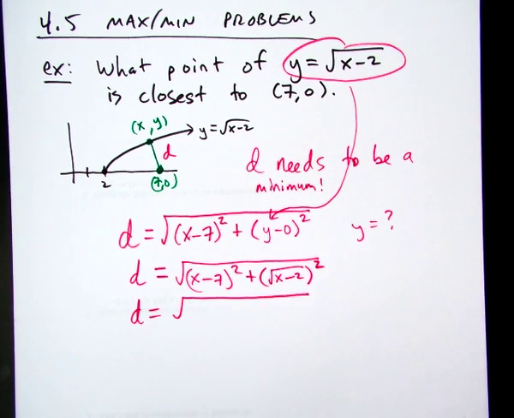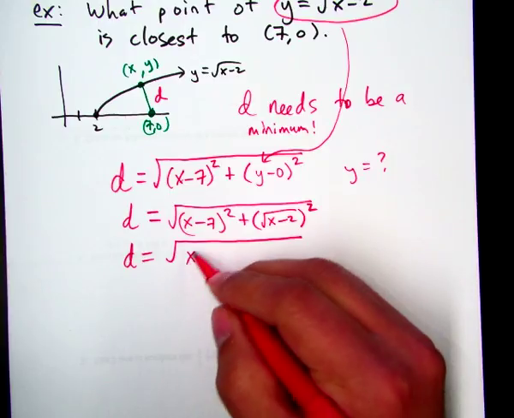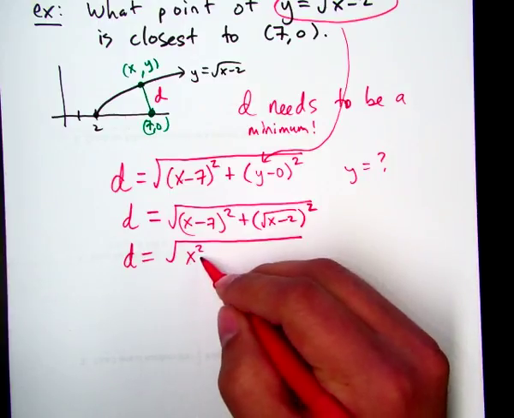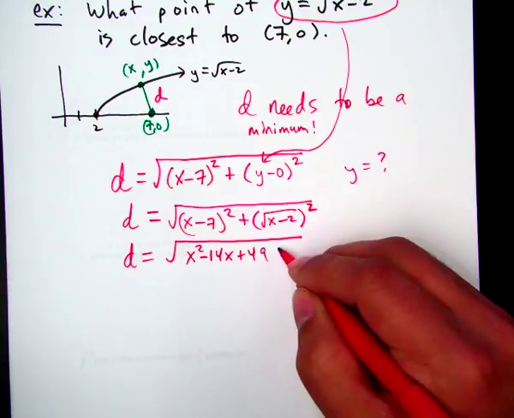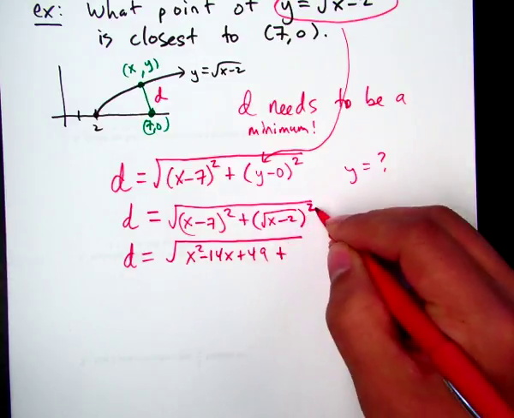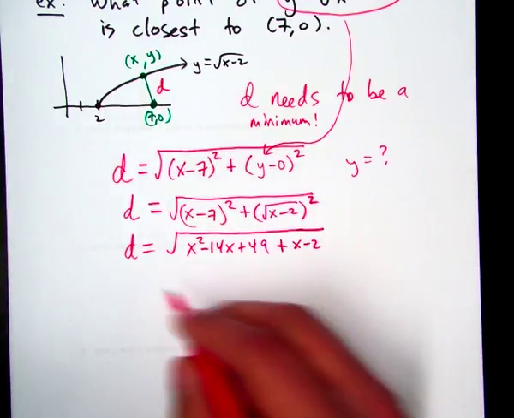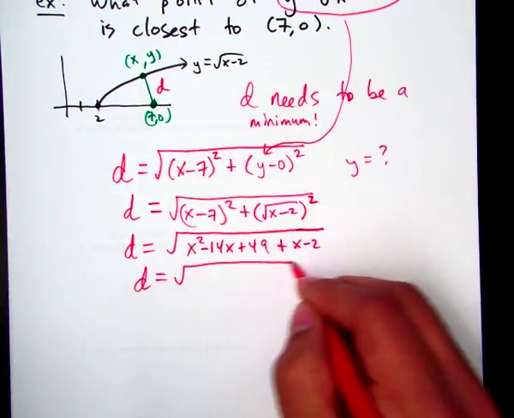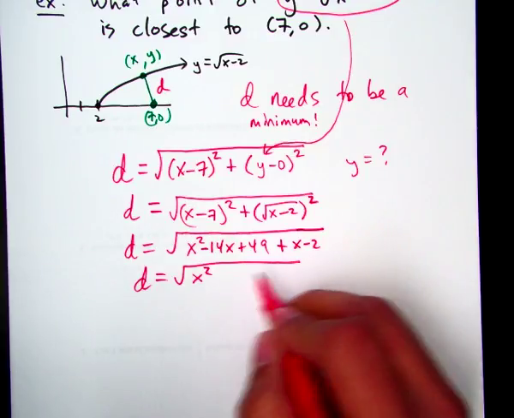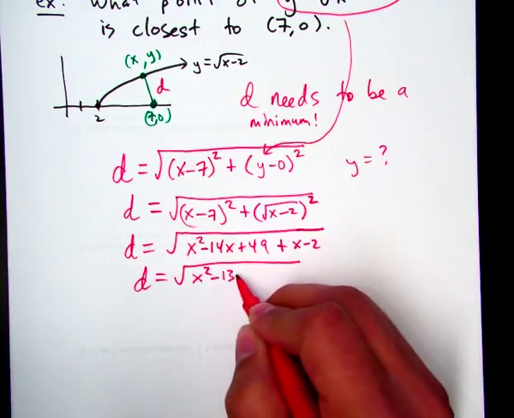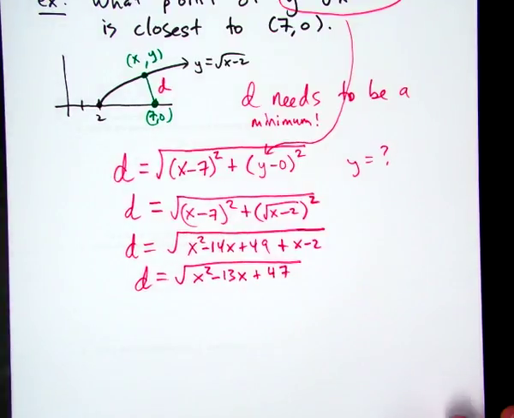(x minus 7) squared, what is that? x squared minus 14x plus 49. Plus, and if I root, but then square that, you get just x minus 2. So let's combine all our like terms. x squared, how many x's? Minus 13x, okay, plus 47. Okay, so we did a lot of work here.